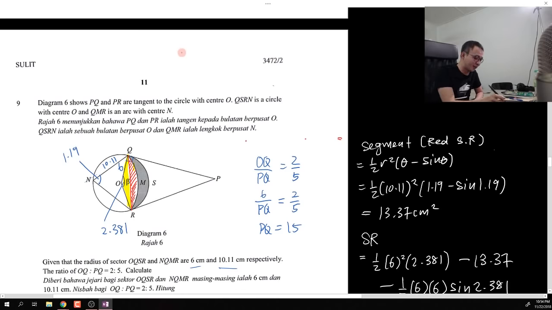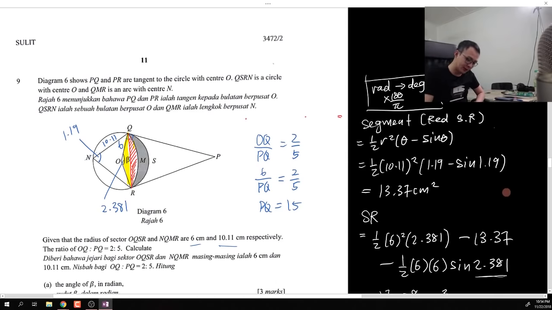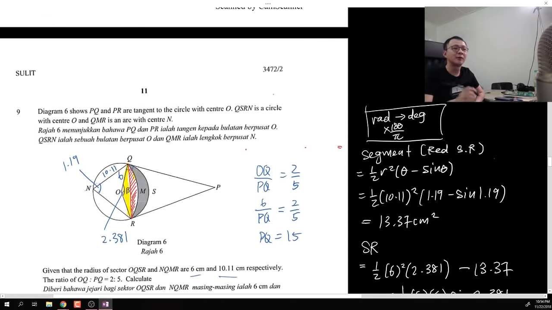So if you want to convert radian to degree, you multiply by 180 divided by pi. Alright, this is how you convert radian to degree if you want to. The calculator has the radian button. Just for some students who do not know, you press shift mode in this calculator and you press 4. Then you can change your calculator into radian.